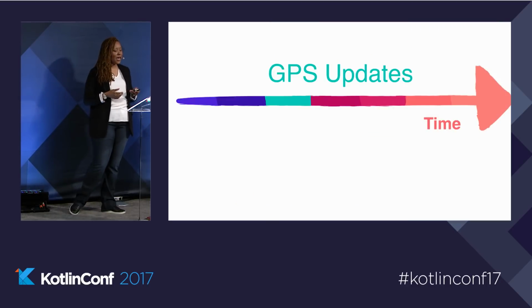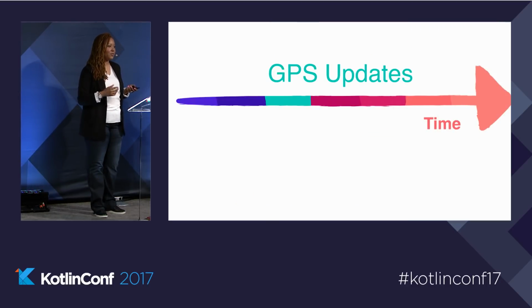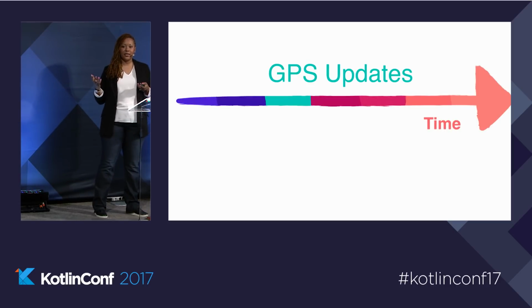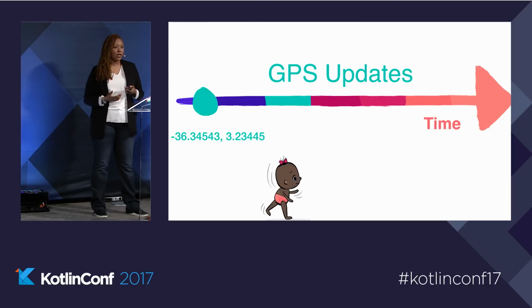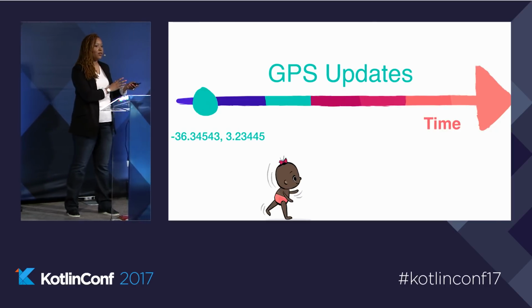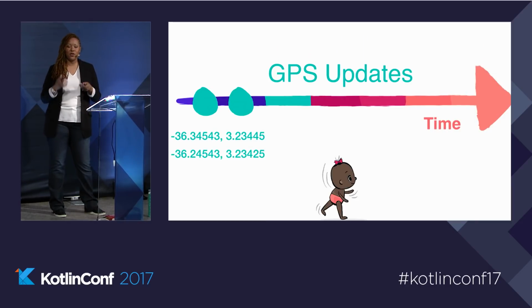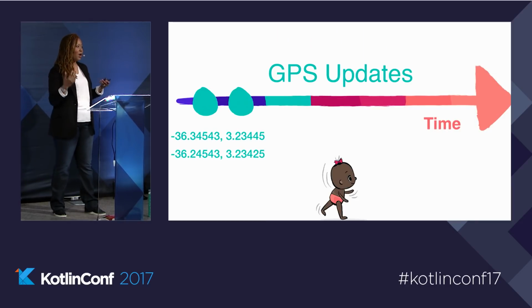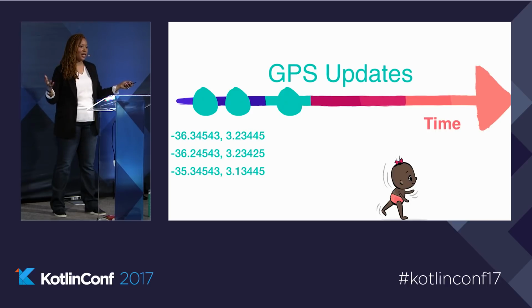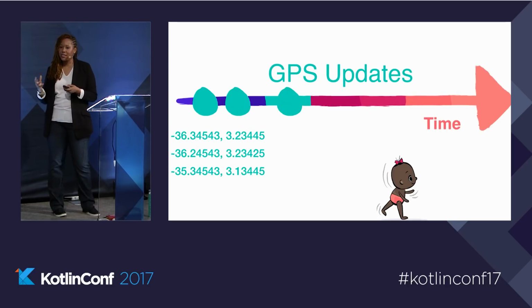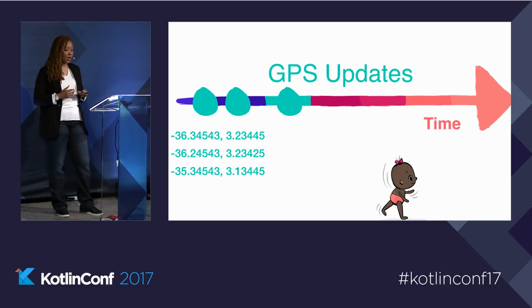So let's look at just one example, like GPS updates. When a user is moving around, then you're going to get different values over time. So initially, you may have one particular lat-long coordinate, then they move, you get another value, and then perhaps with a slightly longer delay, you get another value. So this can be considered an asynchronous data stream.